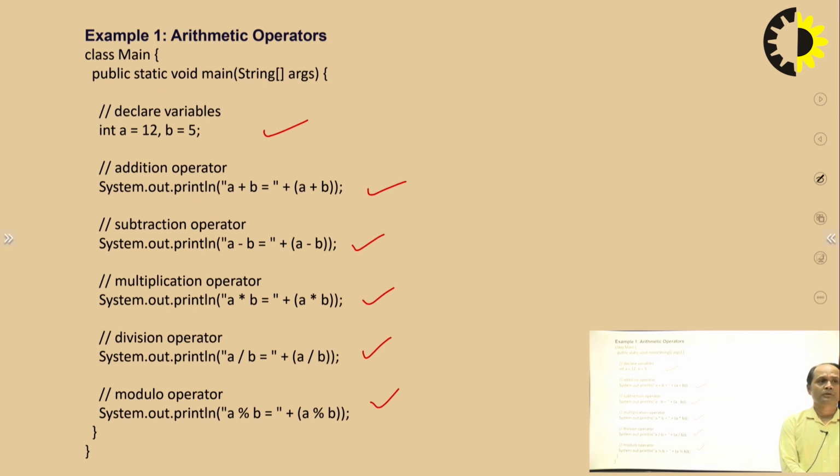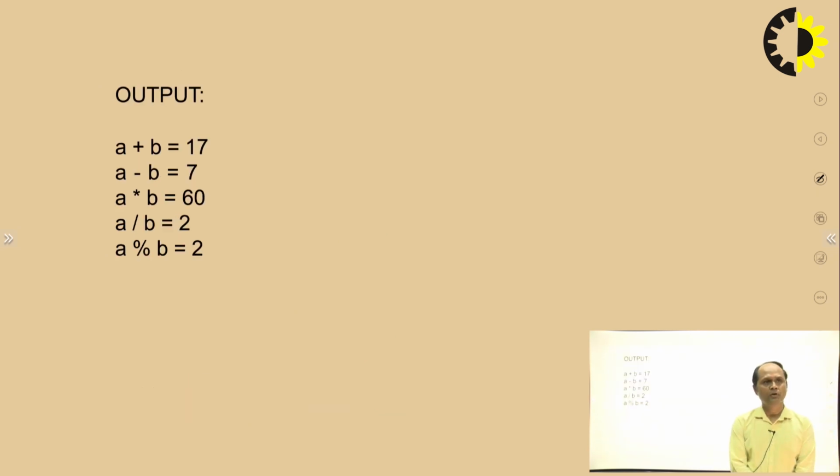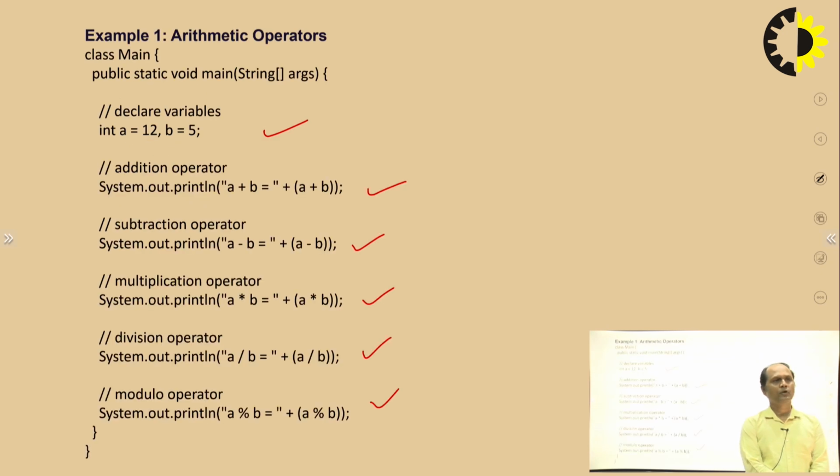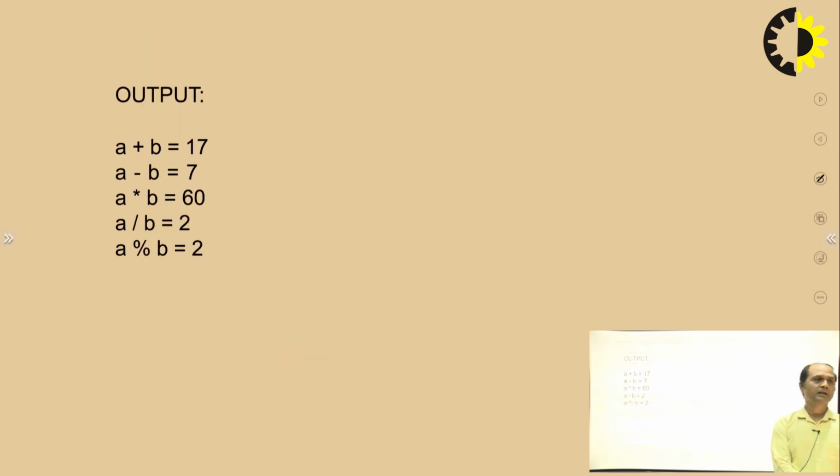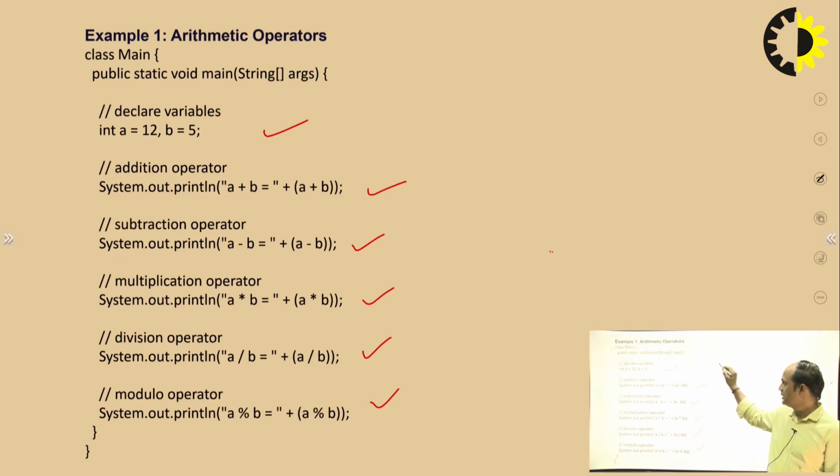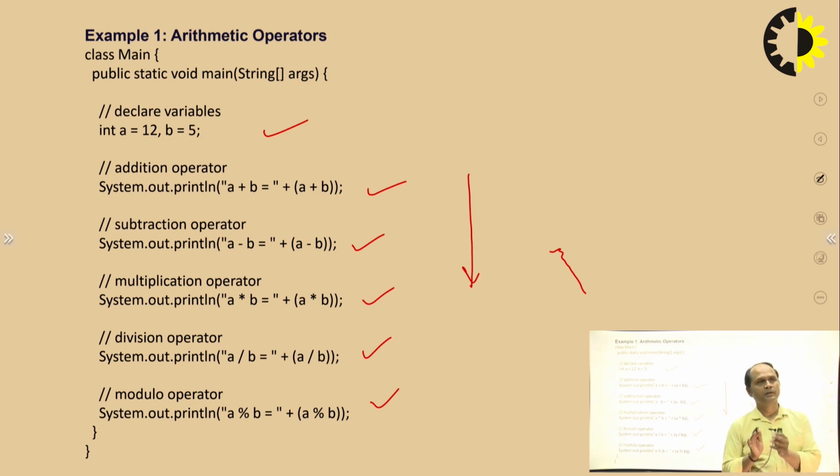What is the output? For addition, a plus b, 12 plus 5, we get 17. For subtraction, we get 7, and for multiplication, a times b, 12 times 5, we get 60. For a divided by b, we get 2, and for a modulus b, the final output is 2. These are the outputs of this program. So this is the basic program for arithmetic operators in Java.